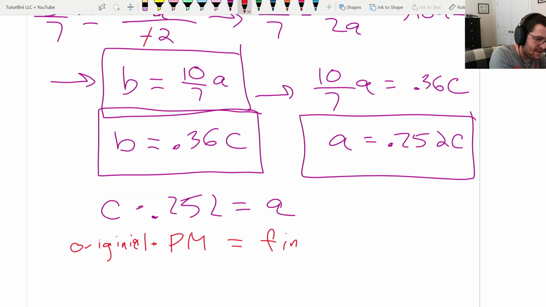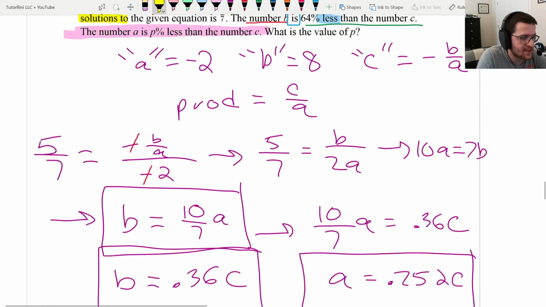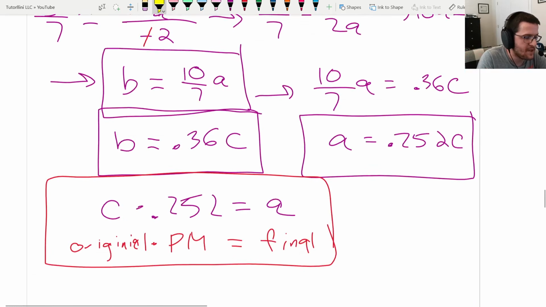And do you see how the 0.252 is the percent multiplier? And that's a good sign that we did it right because the question says P% less. So that means we should get a percent multiplier between 0 and 1, which we did. So that's our percent multiplier that relates transforming C into A.